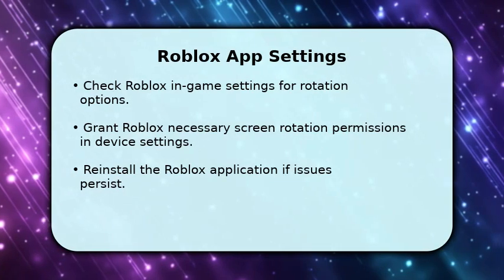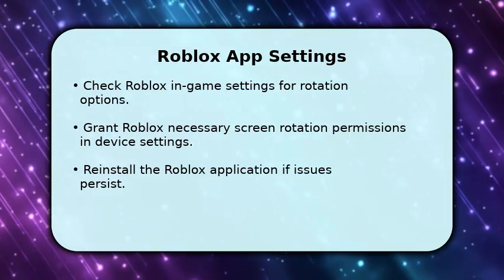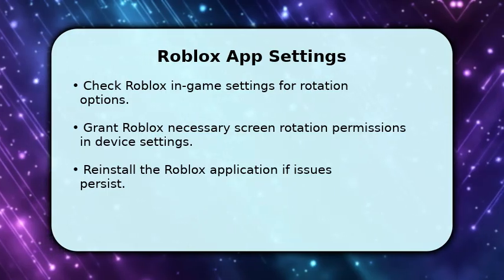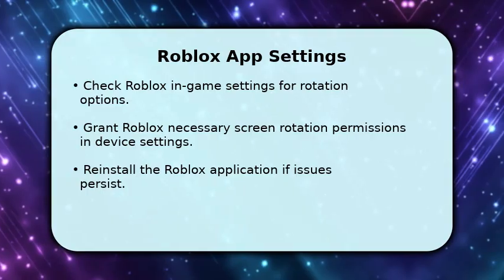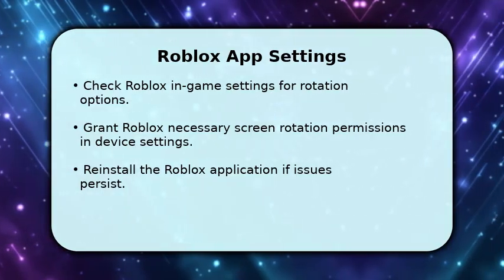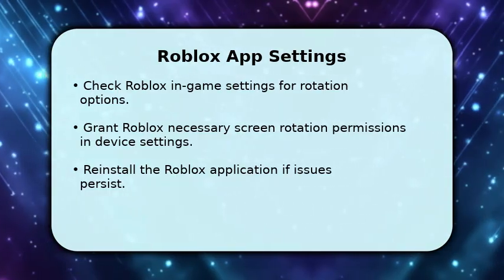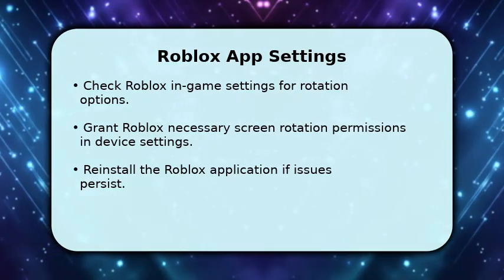If the initial checks don't resolve the issue, delve into the Roblox app's internal settings. Look for any display or rotation options that might be toggled off. Also, navigate to your device's application settings and confirm that Roblox has the necessary permissions for screen rotation. Sometimes, a fresh start is best, so consider reinstalling the Roblox application entirely to clear any corrupted files.